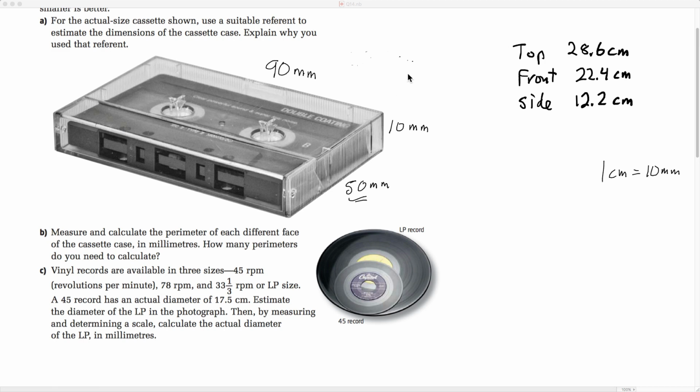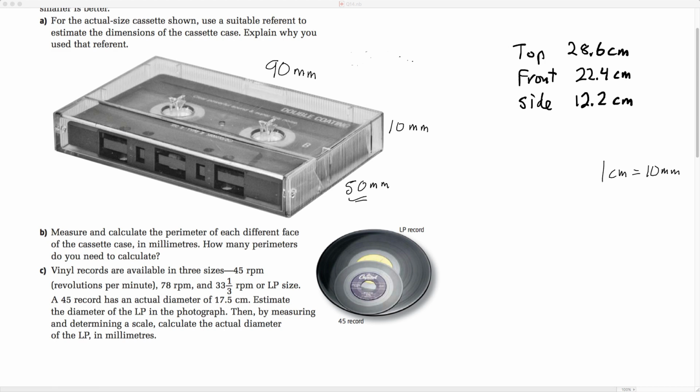As long as it's reasonable, we want to be in the right ballpark. So if you would have had 900 or 0.9 or something like that, that would be quite ridiculous. And so the actual measurement here, you could then use your ruler and come up with what that would be equal to.